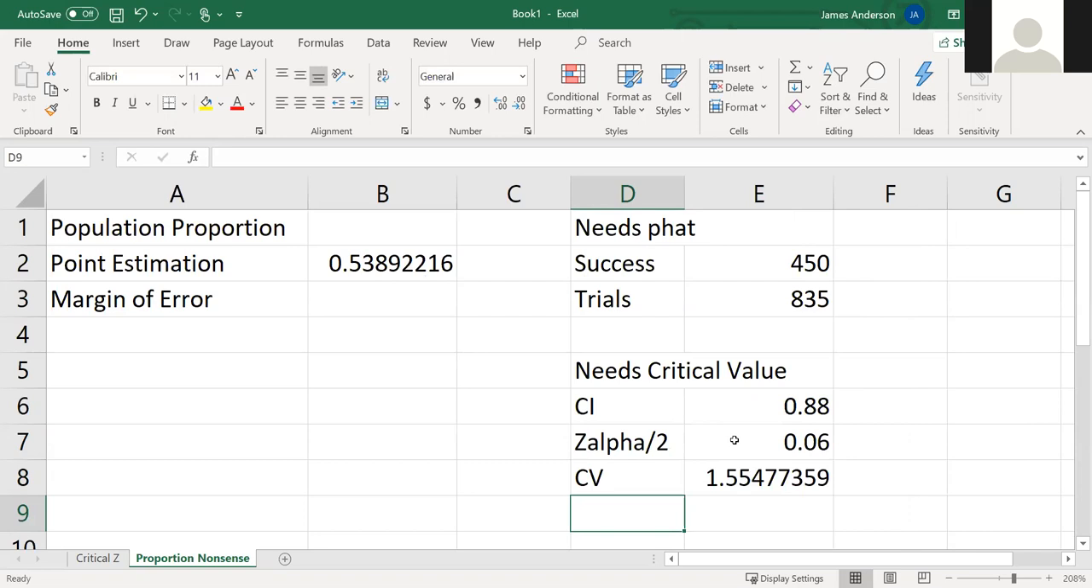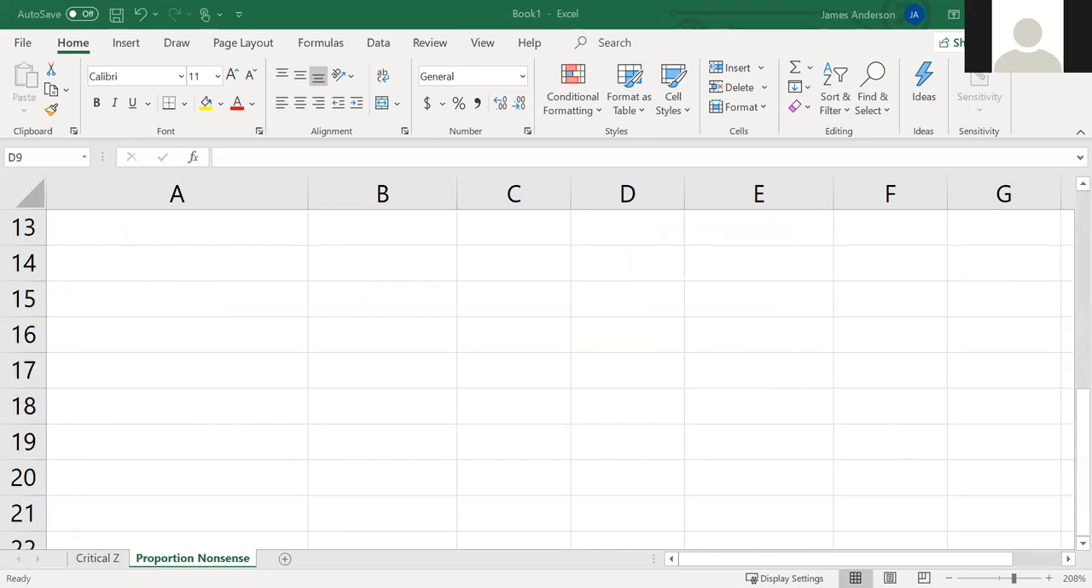Wait, what? Do we not have that information? Sorry, I'm trying to make sure I do this. So for margin of error for proportion, yes, I remember this one.